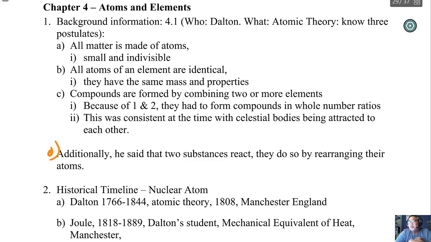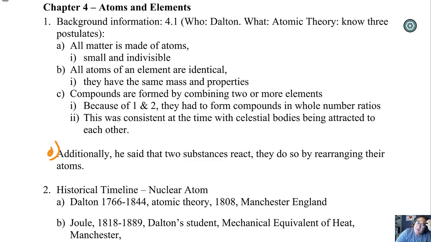But the first one is he just said, atoms are small. All matter is made up of atoms, and they're small and indivisible. And then he said, all atoms of an element are identical. So if you had a hydrogen atom that you got from Reedley, and then you went out to San Francisco and got a hydrogen atom, he would say that those hydrogen atoms are all the same. And then he said that compounds are formed when you take two or more different elements and combine them to form a new substance. And that's how we get the idea of compounds.